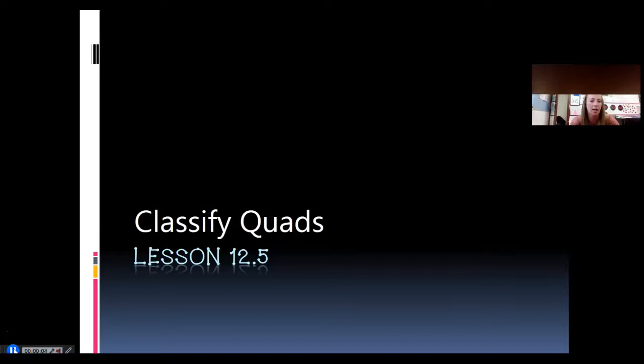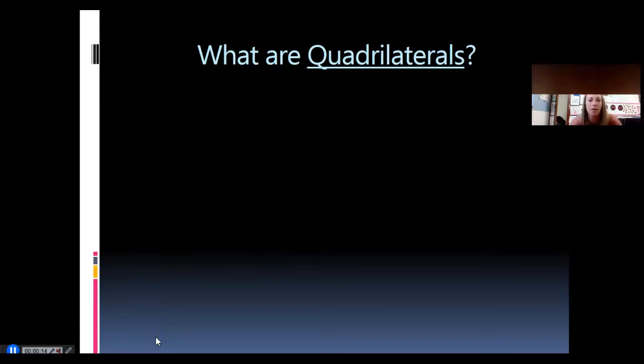That's going to be our lesson today. I'm just going to do a really short intro for you. So what exactly are quads? Well, quads are going to be things that have four sides and four angles. So what are quadrilaterals? Quadrilaterals have four sides and they have four angles.